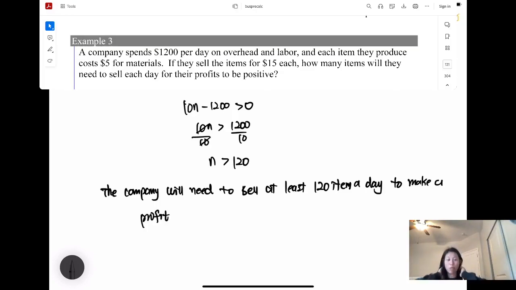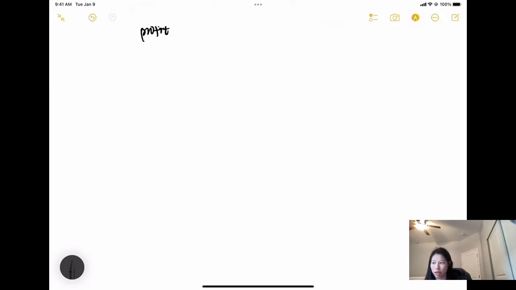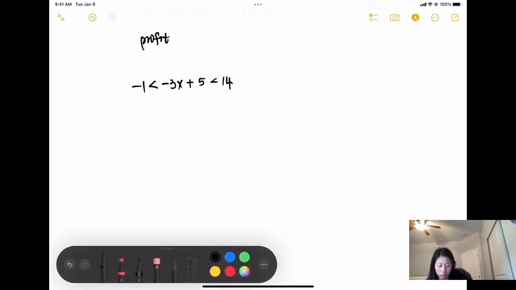Okay, so the next part of this chapter, we're going to discuss compound inequalities. Compound means you're going to have an inequality on both sides. So for example, in here, I have negative 3x plus 5 less than 14 and greater than negative 1. So how do you solve a compound inequality?